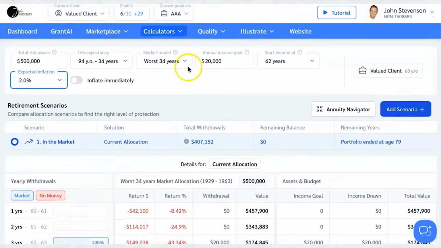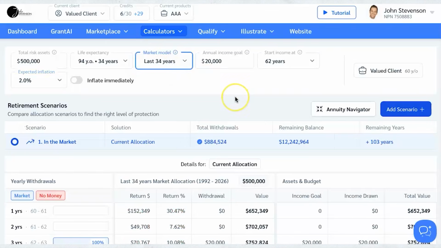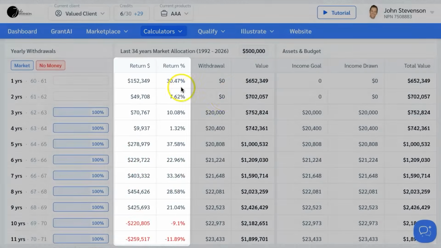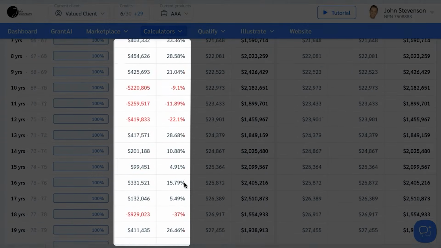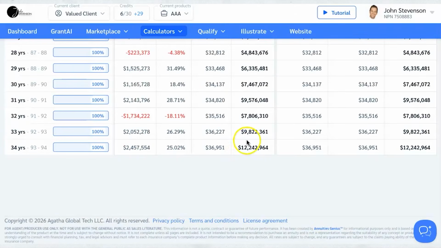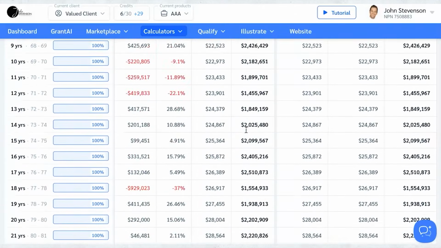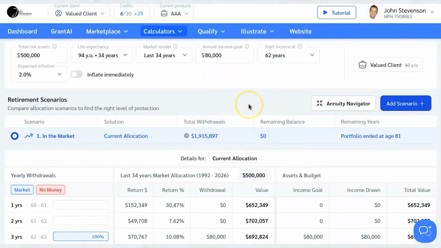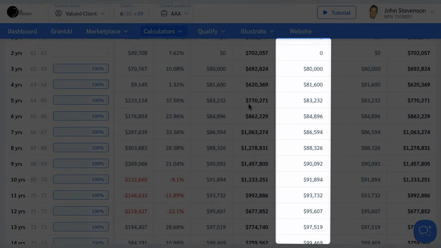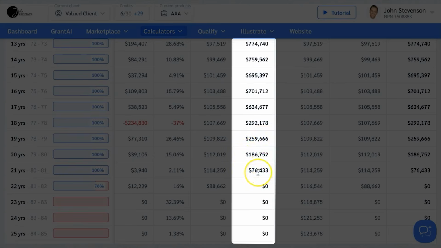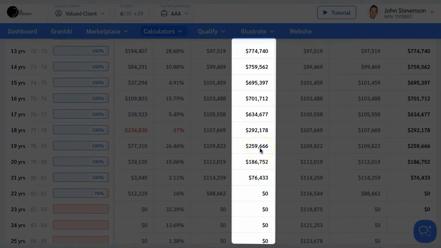Now let's say the last 34 years. Well, we've had a pretty good decade, so you can see some good years on here. That looks pretty good. You look at that and say, all right, I'm good, I don't need an annuity, right? Everything's perfect. In that case, I'm going to take $80,000 out a year because that's really what I need. Well, at $80,000, my money's gone by the time I'm 80 years old. That's not great.